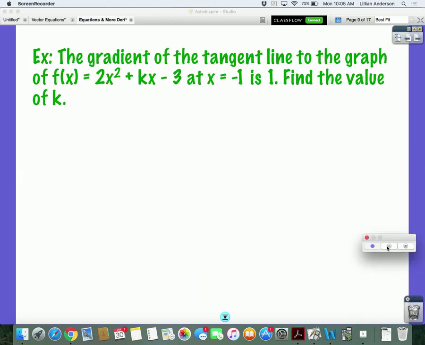Alright, so this is the last example we're going to do. It says the gradient of the tangent line to the graph of this function at x equals -1 is 1. And you have to find the value of k. Okay, k is going to be basically serving as your constant for that inside term there. And you have to find that value. Now you know that when x is -1, your slope is 1. So what does that mean?